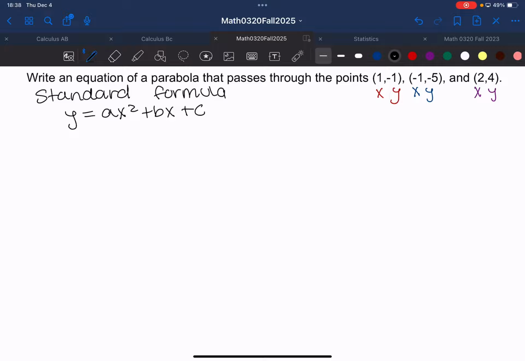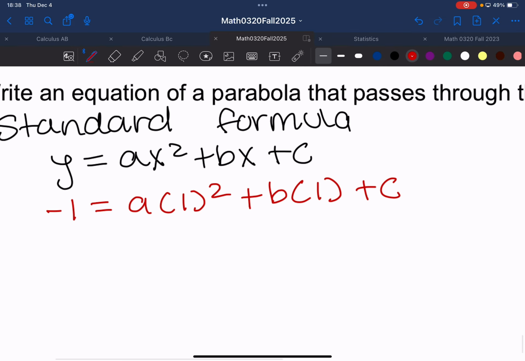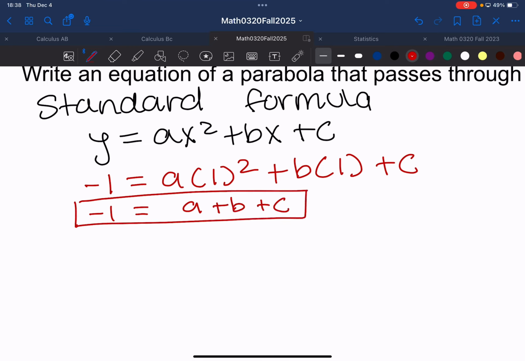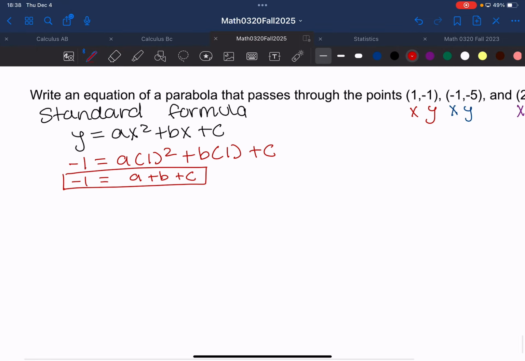So the first thing we're going to do is plug in 1 and negative 1. So I have negative 1 is equal to a times 1 squared plus b times 1 plus c. And we're not going to be able to get a numerical answer. Okay, we're just going to get another equation. And that's okay, that's the goal. So we have negative 1 is equal to a plus b plus c. That is our first equation. And I'm trying to color code it, so I did red because I chose red for the first x and y.